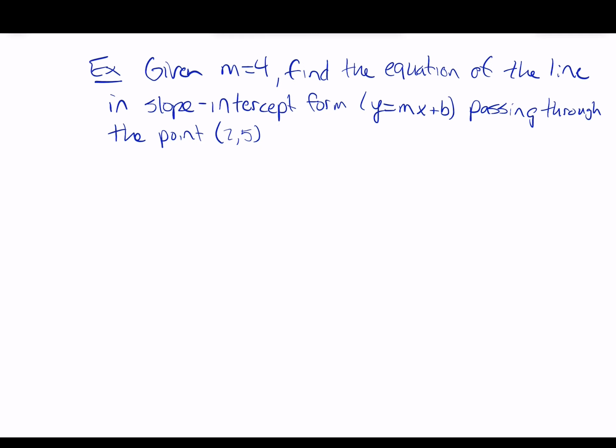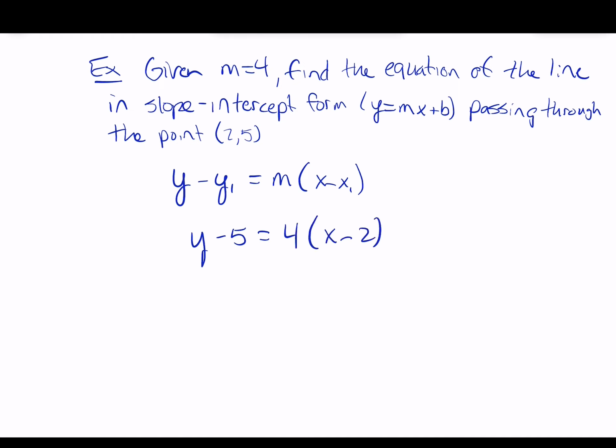In this example, we're given that the slope of the line is m equal to 4, and we want to find the equation of the line in slope-intercept form, which is y equals mx plus b, that goes through the point 2, 5. So let's use the point slope formula. Remember, y minus y1 is equal to m times x minus x1. Let's plug in 2, 5 there. So y minus 5 is equal to m, which is 4, times x minus x1, which is 2.